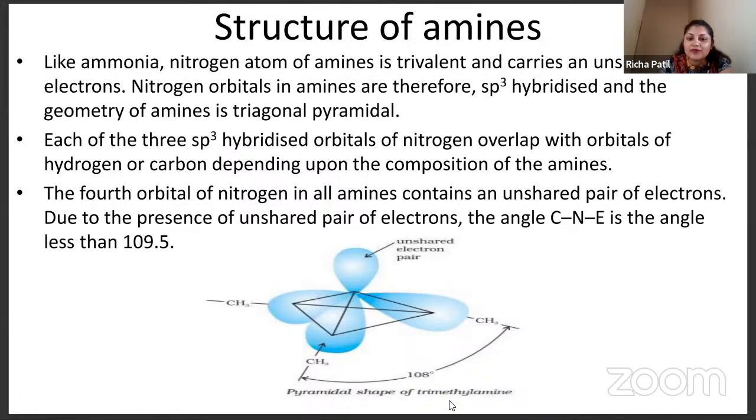So it is a pyramidal shape of trimethylamine, with nitrogen in the center. It has a lone pair of electrons, an unshared pair of electrons. Because of the unshared pair of electrons, the C-N-C angle is less than 109.5 degrees, because lone pair-bond pair repulsion is more than bond pair-bond pair repulsion. So as there is an unshared pair of electrons present, the angle is less than 109.5. So what is the geometry of amines? It is trigonal pyramidal.